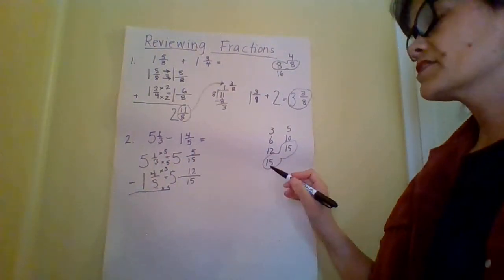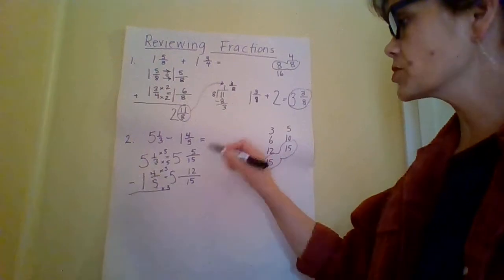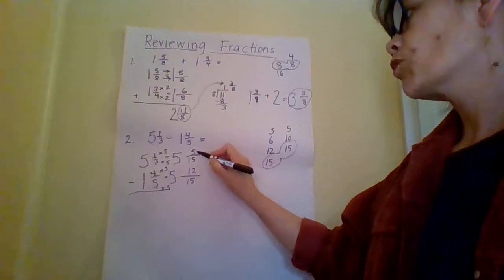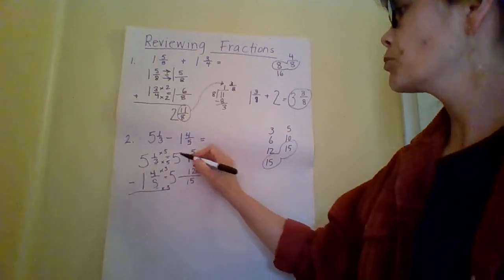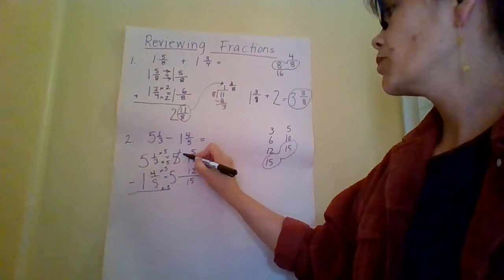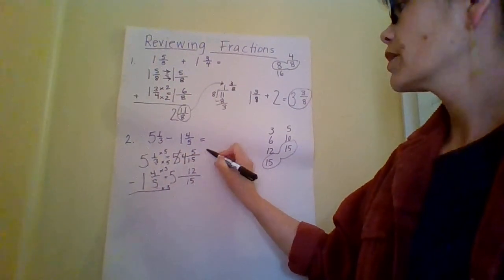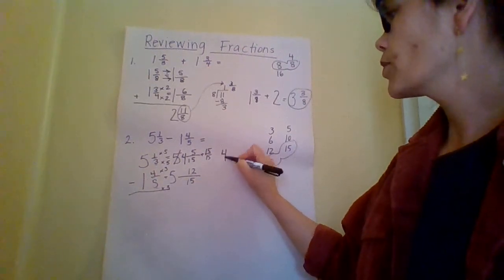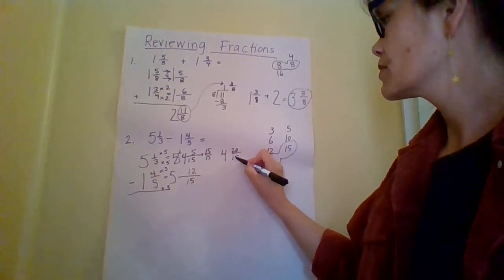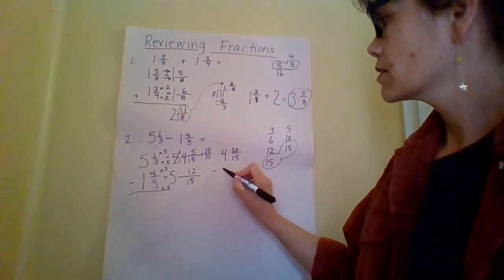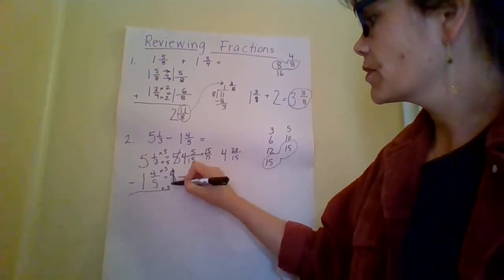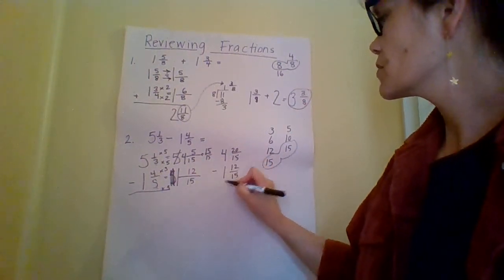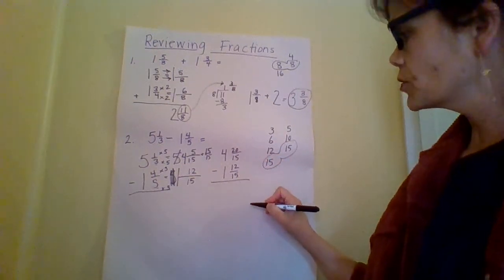Now, this is going to happen to you. So remind yourself, pay attention to this, okay? We can't take 12 away from 5, so we have to borrow. And when we borrow, we have 4, and then we have 15/15 that we add to it. So 4 20/15 minus, how did I get a 5 here? I should have a 1 here. 1 12/15. And then we can do this problem.